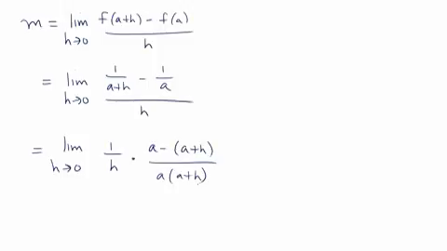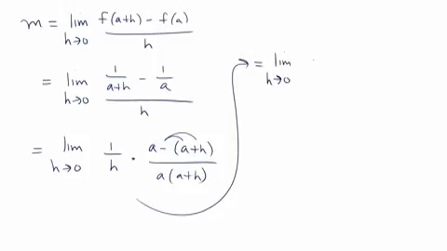Now we're going to simplify it. We're going to distribute the negative sign through. We can see that we end up with a minus a. That goes away, and we're left with a 1 times negative h in the numerator. So we currently have this equal to limit h goes to 0. We have 1 over h times negative h over that a times a plus h.